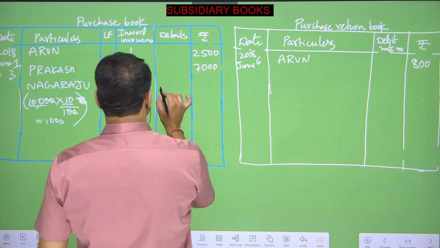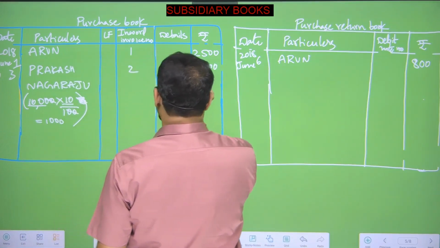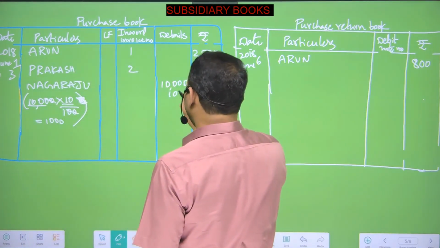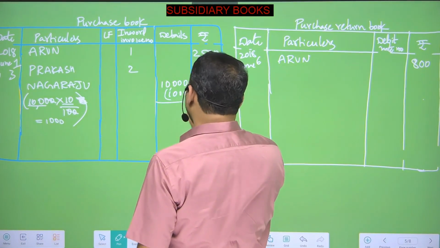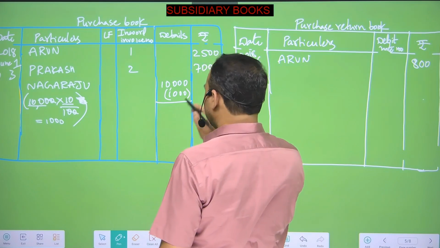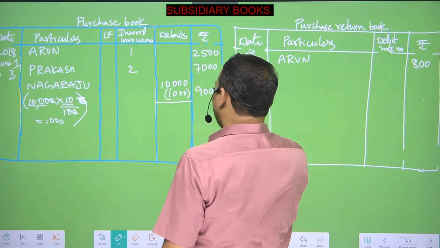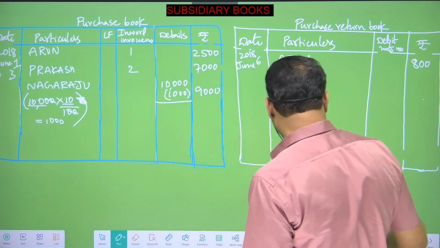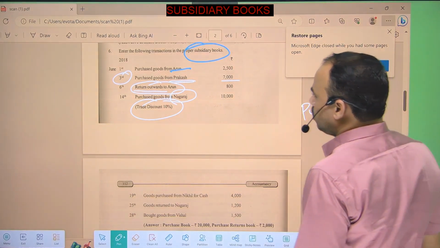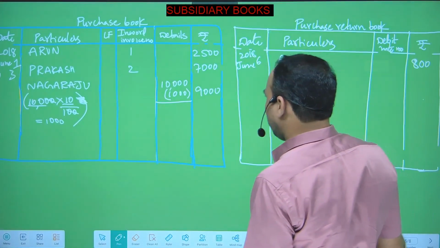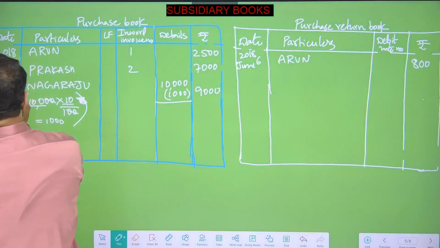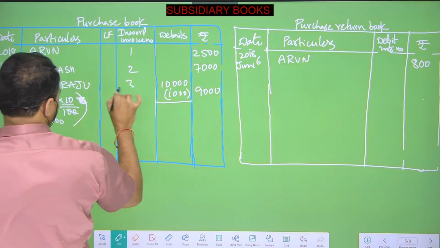So in the details column, total 10,000 rupees. From this 10,000 rupees, discount is 1000. If you subtract 10,000 minus 1000, we will get 9,000 rupees in the outer column. What is the date given in the question? 14th date. So that date we have to write here. Date is 14th, number 3.